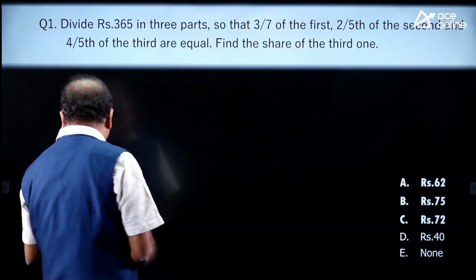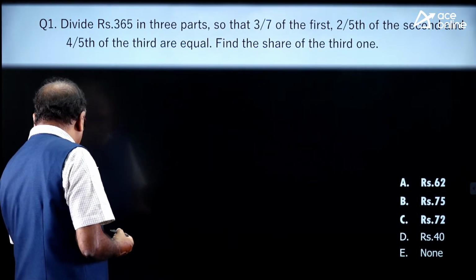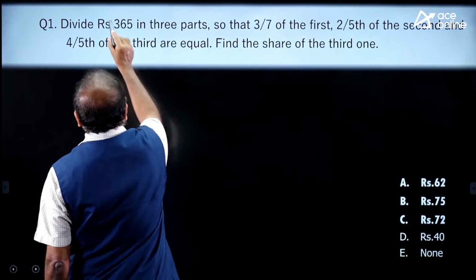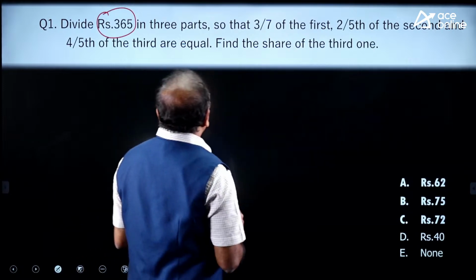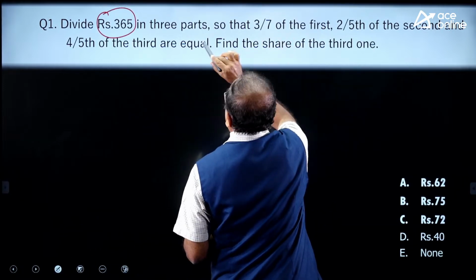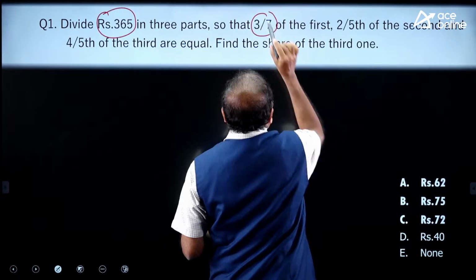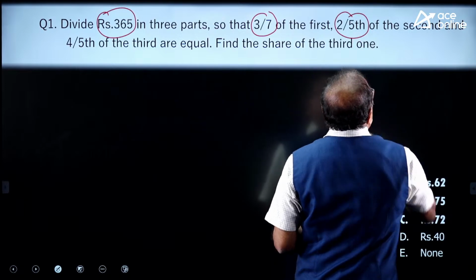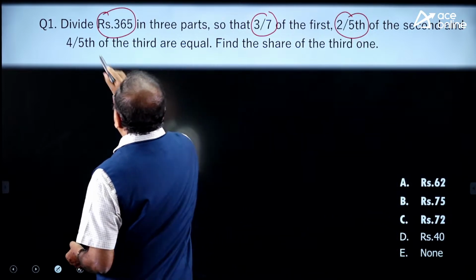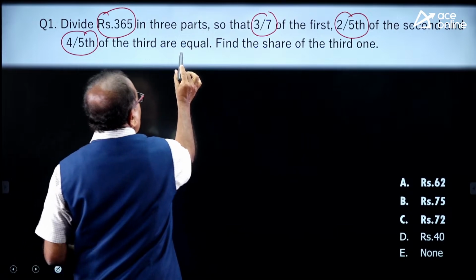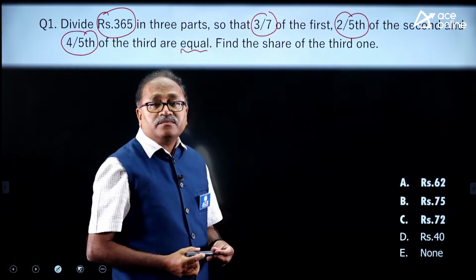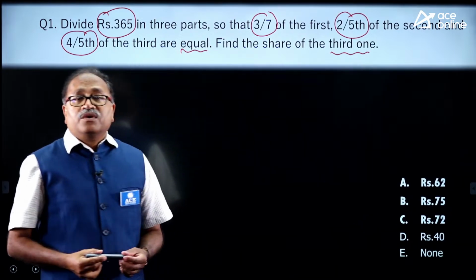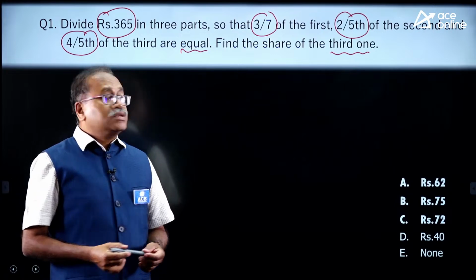The very first question, I'll read the question and then I will give 30 seconds for you to answer it. It says that rupees 365 is divided in three parts, so that 3/7 of the first part, 2/5 of the second part, and 4/5 of the third part are equal. Then the question is, find the share of the first one. Hope you will be able to answer the question.